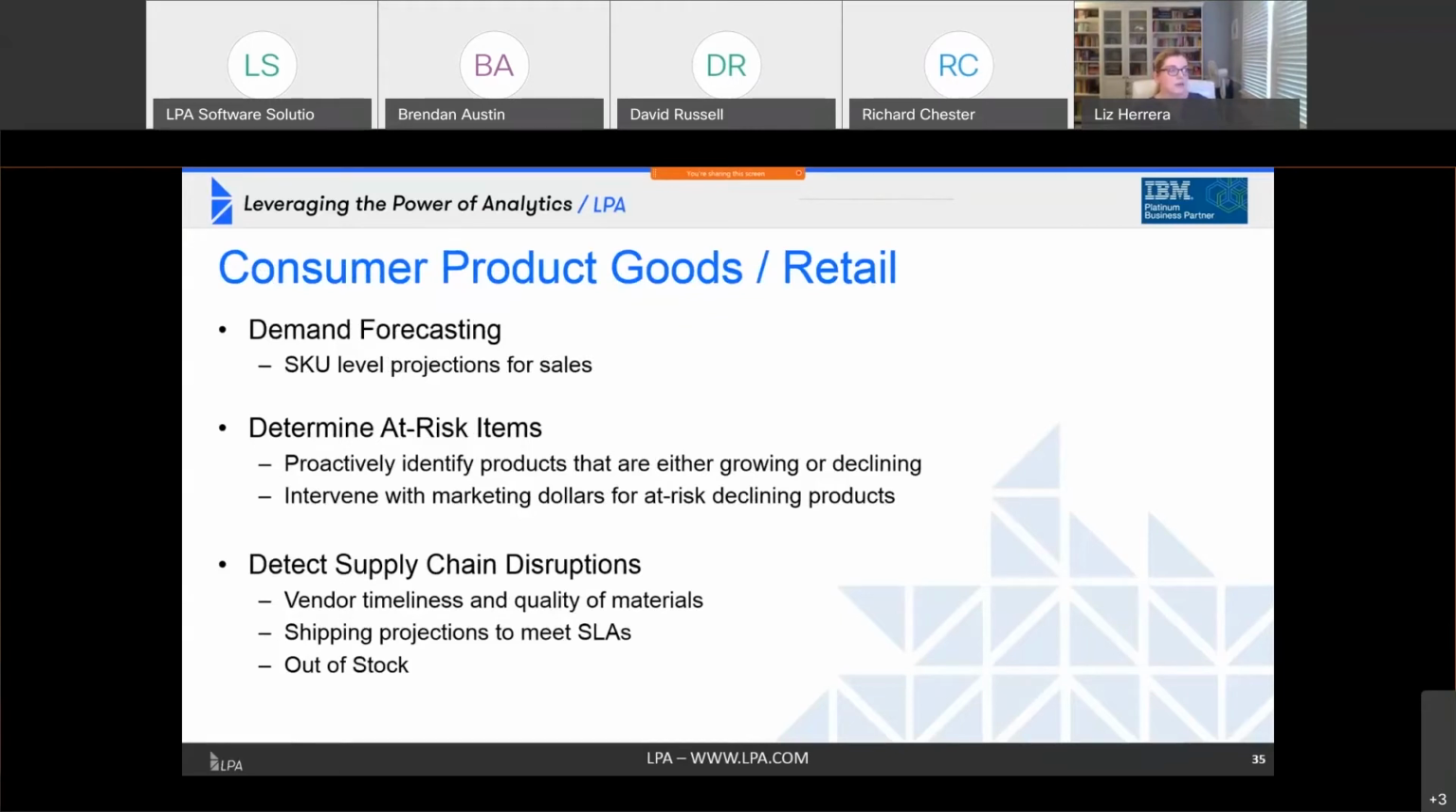Another use case we've seen is identifying those products that might be at risk of decline, right? So if you have a whole portfolio of SKUs, can we identify or predict the ones that are really going downhill that we need to do something about? And it might be intervention with marketing dollars, or it might actually be phasing out products. We have a client where that was the decision point, right? It was how much more do we invest? How much do we just say, you know what, let's cut our losses and get rid of something?